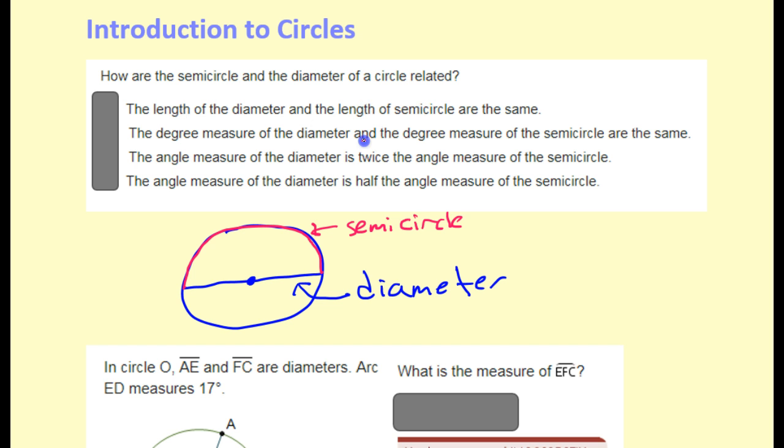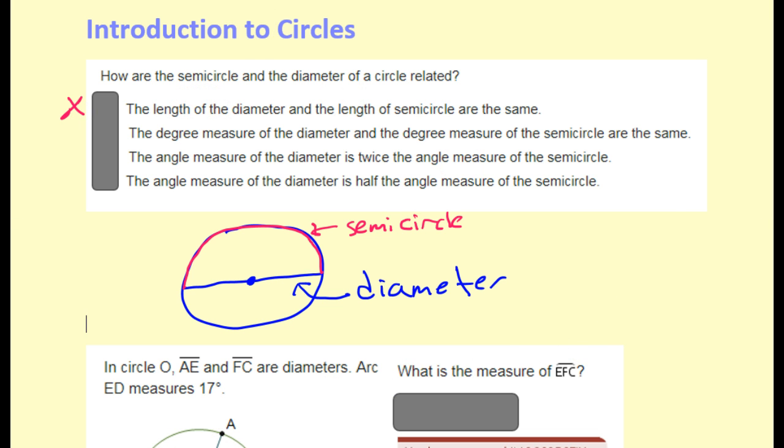Alright, so let's go through each one of these answer choices and see which makes sense. The length of the diameter and the length of the semicircle are the same. Now that's false. Okay, this blue segment, the diameter, is not going to be as long as the semicircle. Semicircle is longer because it's curved. The shortest distance between 2 points is a straight line. So it's definitely not going to be that one.